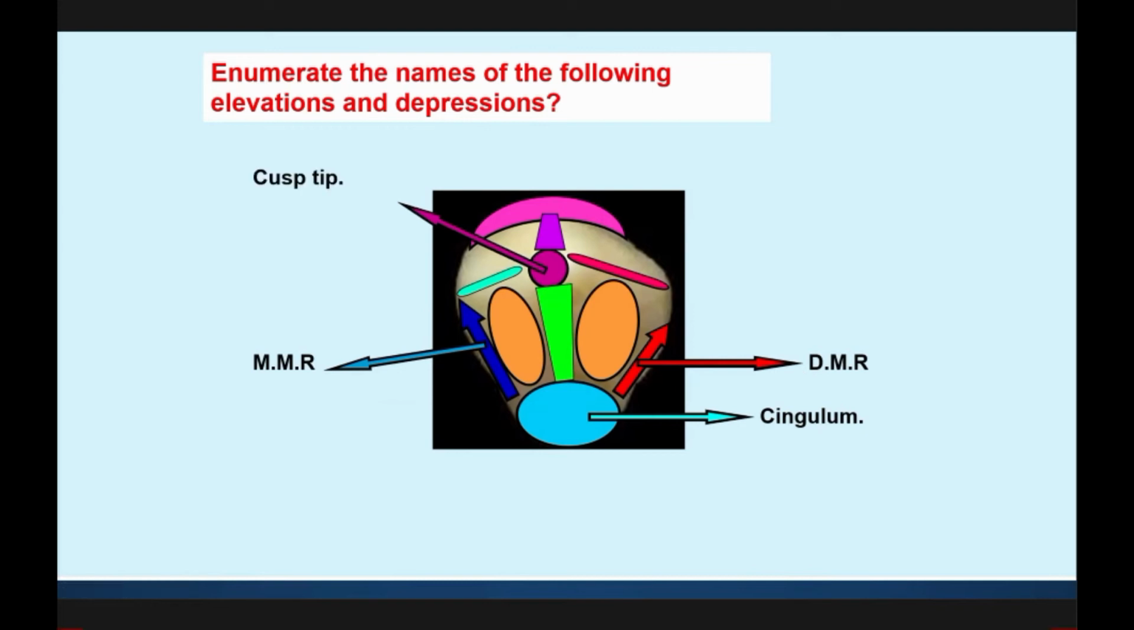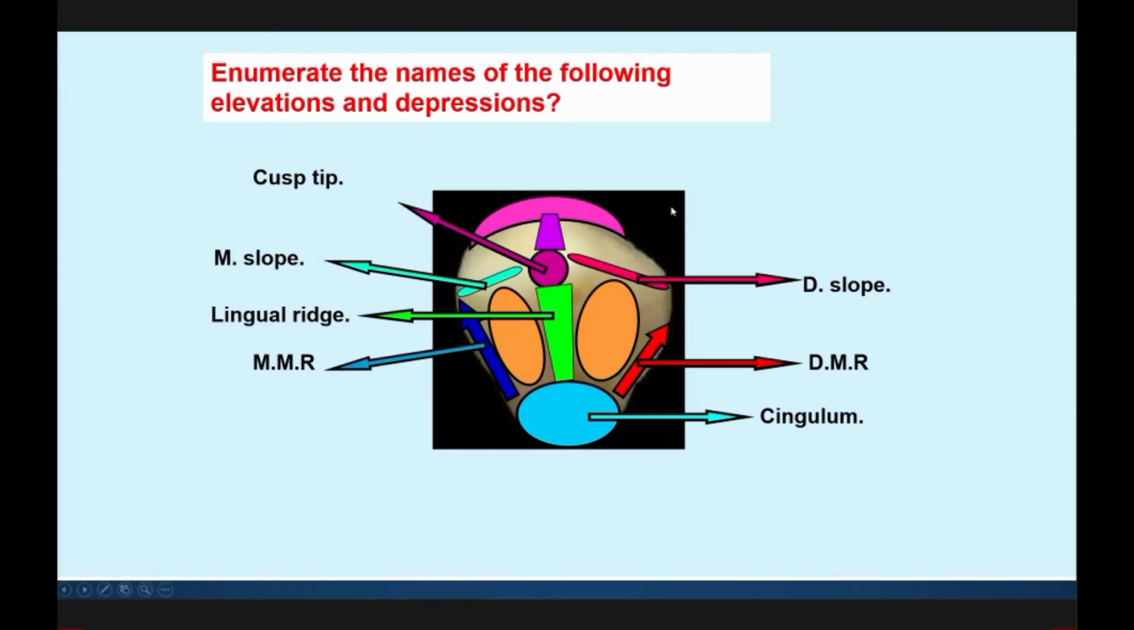This is the tip of the cusp. This is the distal cuspal slope or cuspal ridge. This is the mesial cuspal slope or cuspal ridge. This is the lingual fossa. This is the lingual ridge, which is complete. This is the cervical ridge, which is seen from the tip of the cusp. And this is what? The labial ridge, which is seen from the tip.